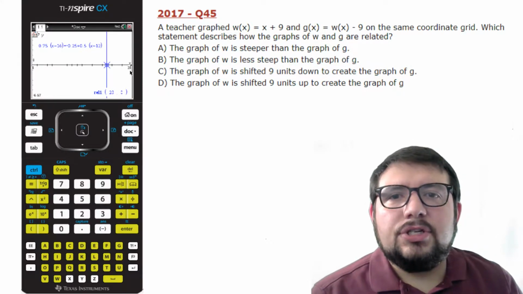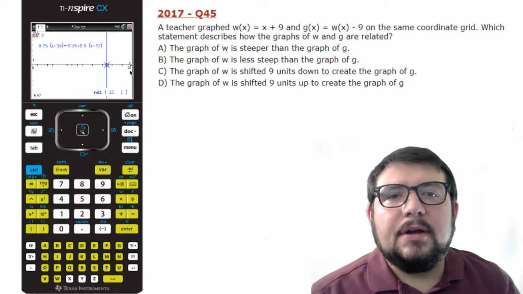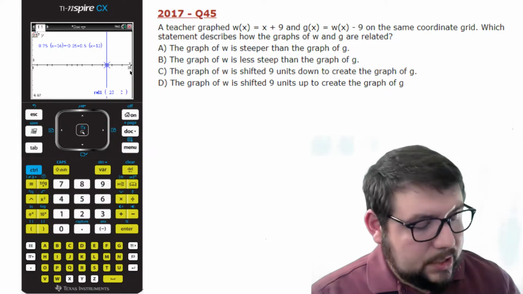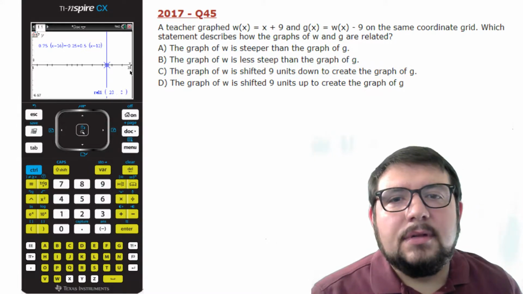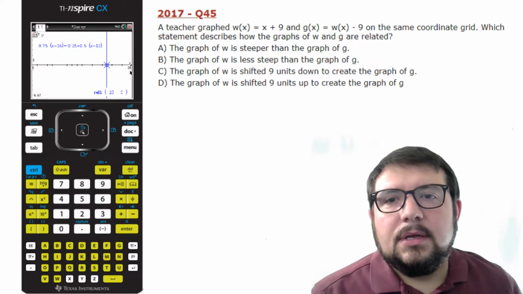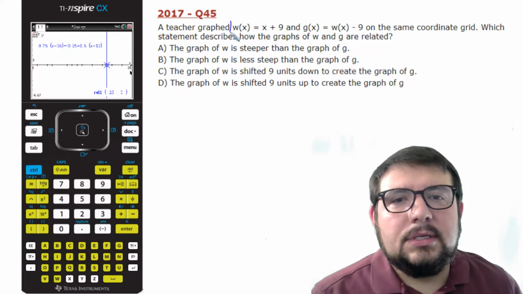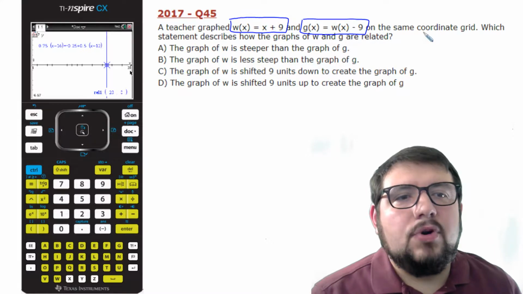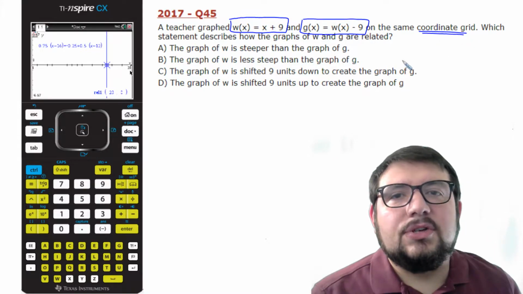Today we'll be solving question 45 from the 2017 Algebra 1 STAAR using the TI-Nspire calculator. So let's get started. Okay, the question says a teacher graphed two equations. So the teacher graphs, and he uses this equation here and also this equation here on the same coordinate grid. Coordinate grid, guys, means graph paper, so don't be intimidated by that.